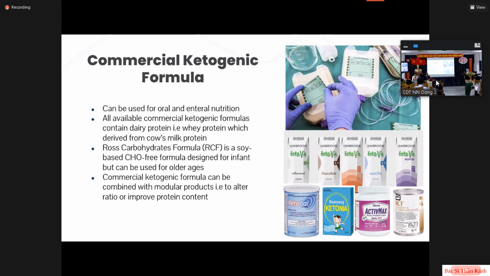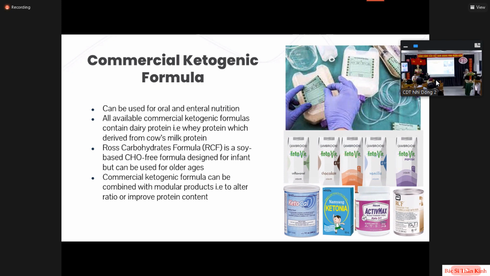Some of it is in liquid form and ready to feed, ready to drink, such as this Ketonia, which is in liquid form. It is from Korea. And also RCF, but this one needs to be added with water because it's too concentrated. All available commercial ketogenic formula contain dairy, so it's not suitable for those who have CMPA, epilepsy with CMPA maybe. But here the RCF is actually soy-based formula, so it can be used for CMPA patients.